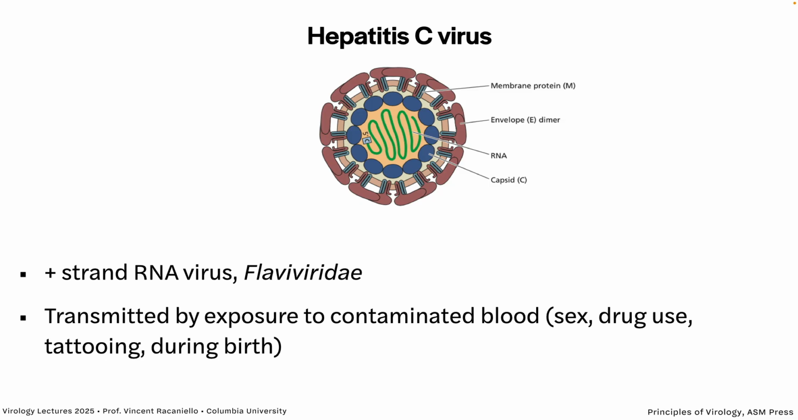Then we have hepatitis C virus. We have hepatitis A, B, C, D, and E. I think it went further. But hepatitis C virus is an RNA virus, a plus-stranded RNA virus of the Flaviviridae. It's enveloped. This is transmitted very much like Hep B: sex, drug use, tattooing, during birth, contaminated blood.